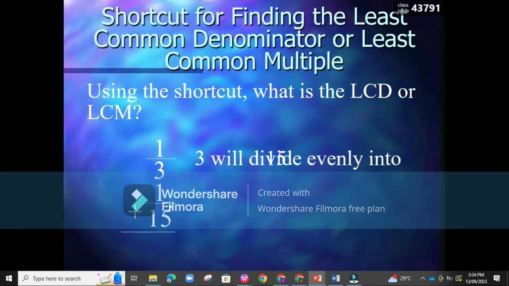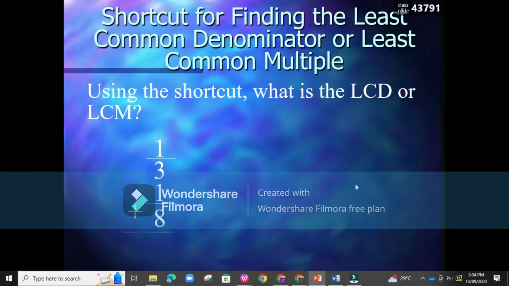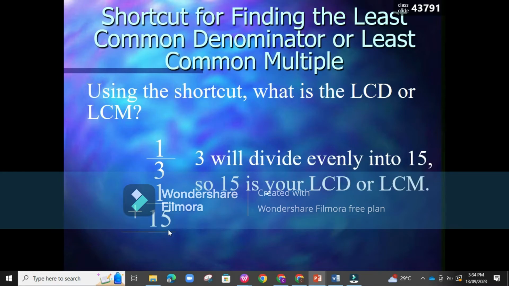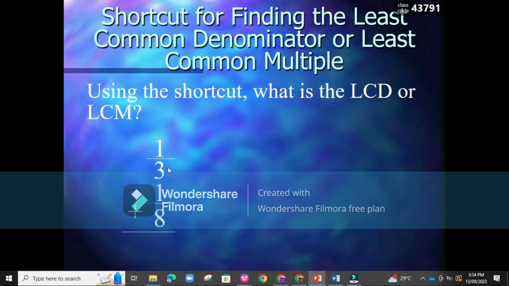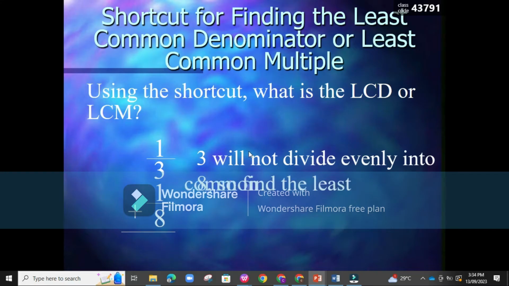Okay, 1/3 plus 1/15 or 1 over 15. Since 3 will divide evenly into 15, then our LCD, or LCM, is 15. Next, 1/3 plus 1/8. Okay, so 3 will not divide evenly. By this example, since 3 will not divide evenly into 8, 8 divided by 3 is 2 point something, maybe 2.6 or 2.67, something like that.